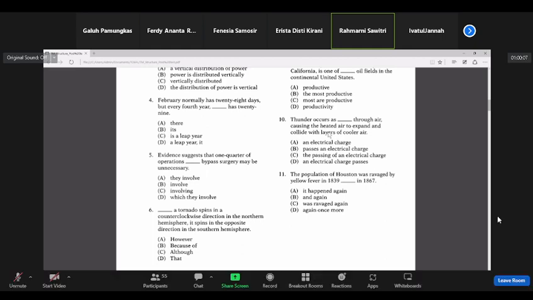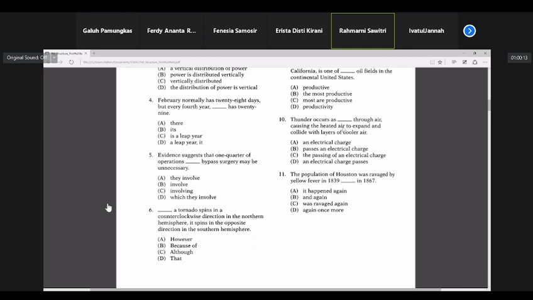Then 10 and 11. For number 10, we have Gilang Bakas. My answer is D, ma'am. D. Thunder occurs as an electrical charge passes through air. Yes, that's correct. So thunder occurs as an electrical charge passes through air, causing the heated air. Okay, so then for number 10, we have the D.